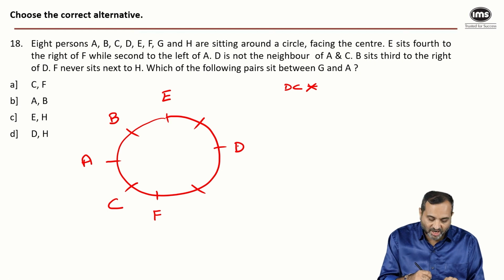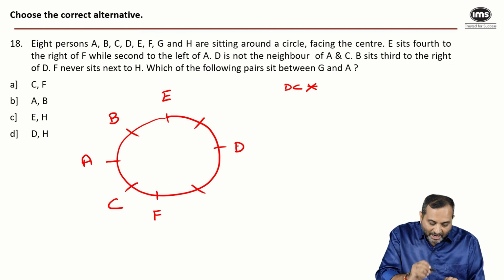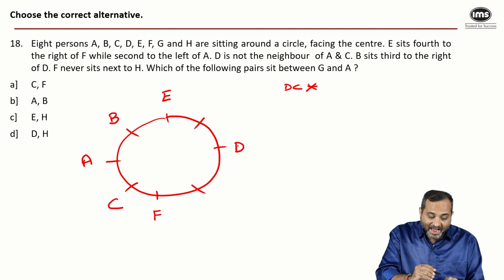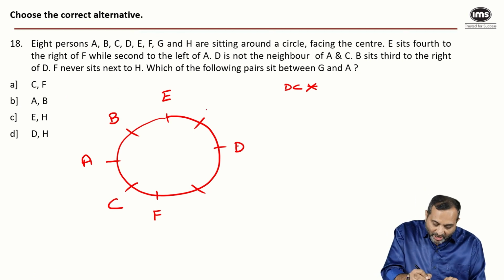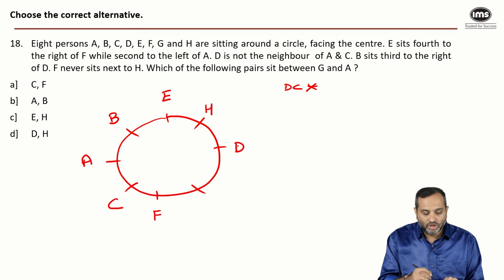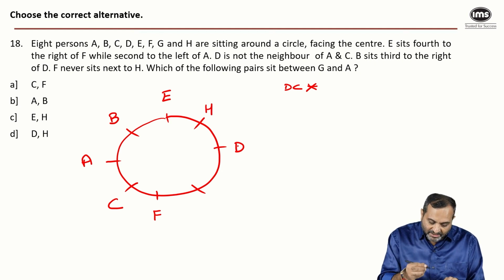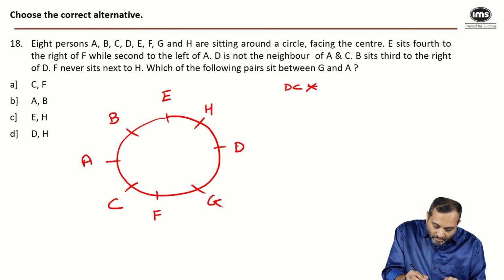Let's look at the last condition. F never sits next to H. So F and H cannot be together. So can I say H has to come here? So who is left now? A, B, C, D, E, F, G. G is who is left. So G will come here.